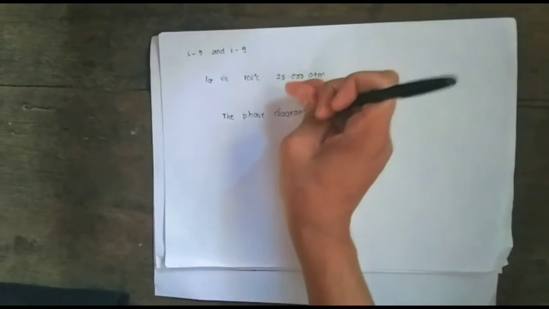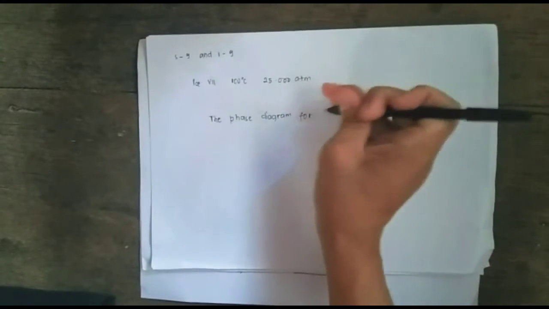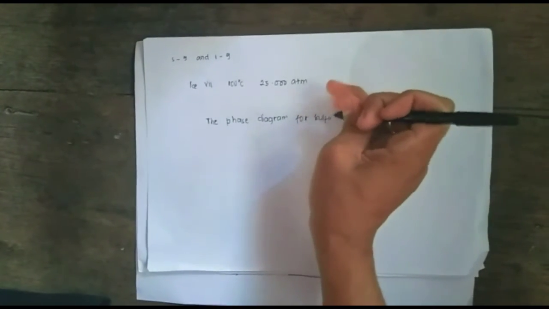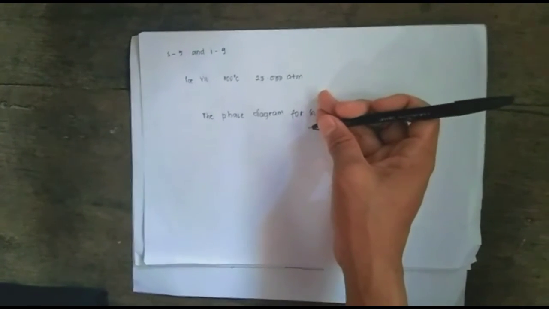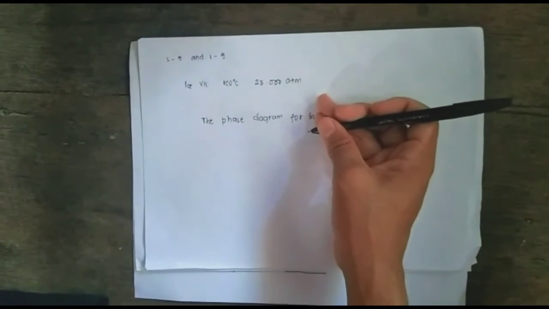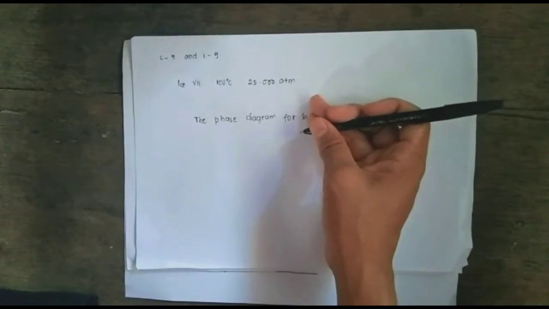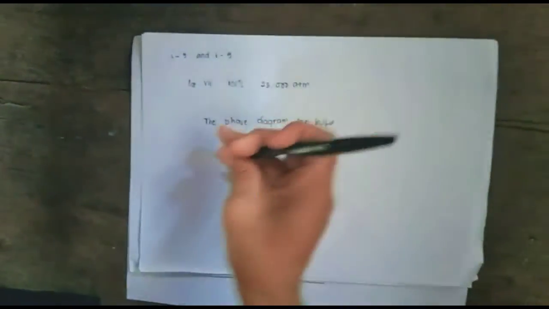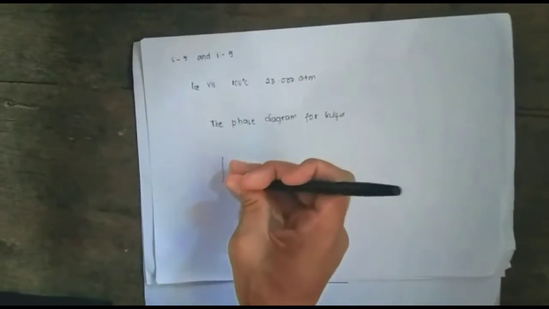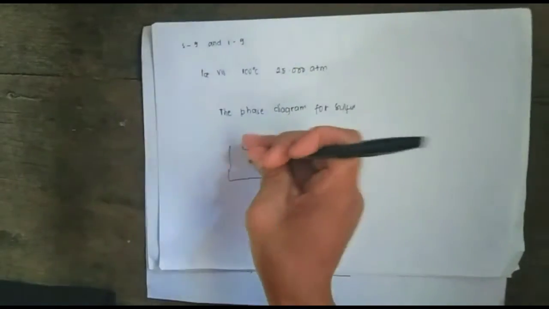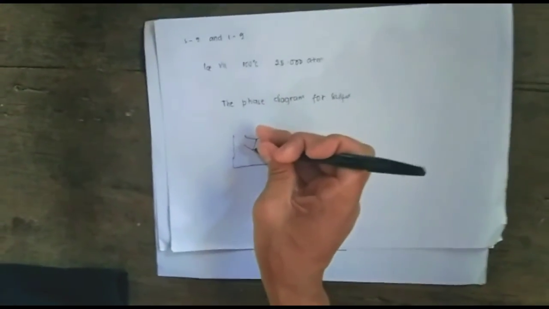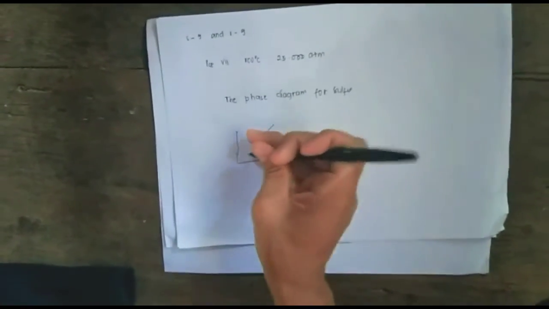The phase diagram for sulfur. The figure shows the phase diagram for sulfur. The stable form of sulfur at ordinary temperature and under 1 atm pressure is rhombic sulfur, which transforms slowly. So that we have the diagram. We will draw the diagram.